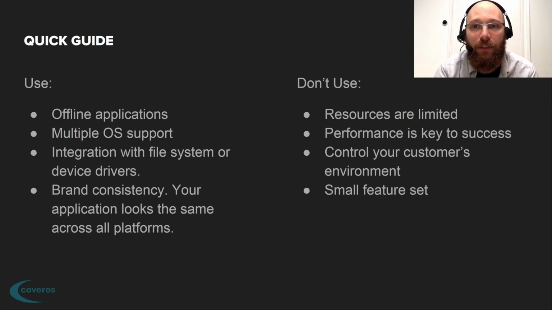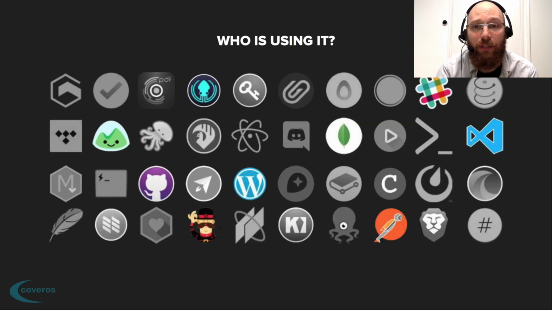What is the sweet spot for Electron applications? I would say if your app needs to be offline, integrate with system resources, and run on multiple operating systems, you should seriously consider using Electron. And finally, who's using Electron? Well, a lot of people, and growing. You might already be using an Electron app and not even realize it. Slack, Visual Studio Code, Postman, obviously Atom, the list goes on.